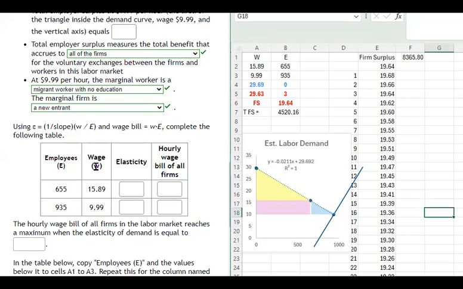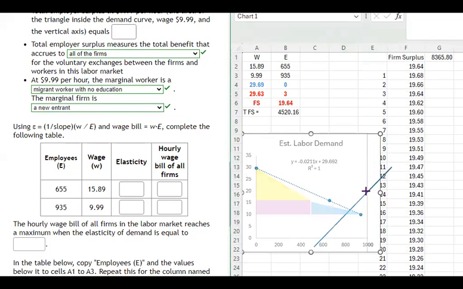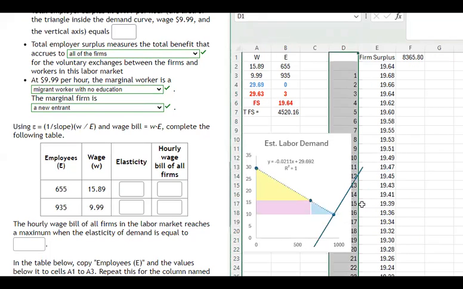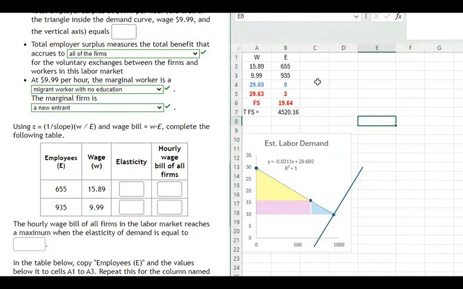Now let's calculate the elasticity. I'm going to calculate the elasticity right here. Let me insert. Yeah, hang on a second. I'll just cut and paste over here. Maybe I'll just delete it. There we go. All right. So I'm going to calculate the elasticity at points along the labor demand curve and then the wage bill.